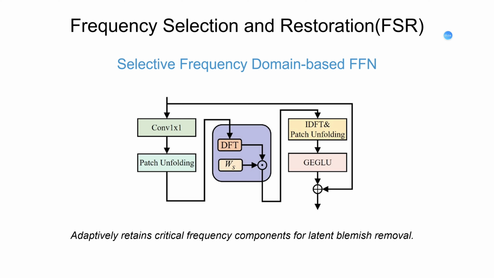SFFN further boosts representational power by selectively retaining critical frequency components. Think of it as an adaptive, learned JPEG-like step. Instead of fixed quantization, the network learns which frequencies matter for perceptual quality and which can be suppressed. This selective feed-forward stage helps the system keep pores, hair strands, and other fine structures while removing blemishes robustly.